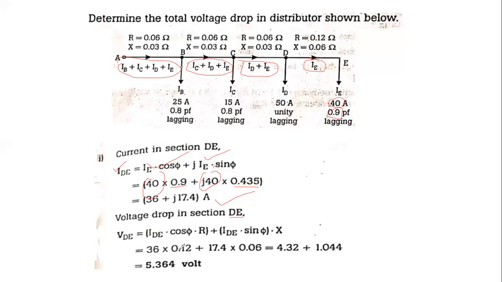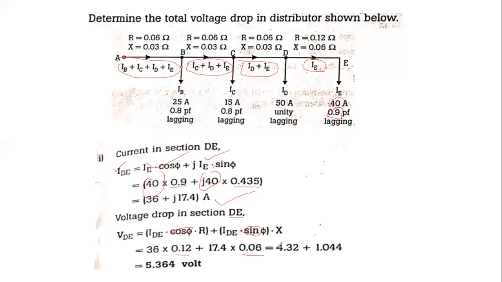36 into 0.12 plus IDE sin phi. What is the R value? R is 0.12, and X. Sorry, in this formula there is no cos phi and no sin phi value. It is IDE into R plus IDE into X. This is the R value and this is the X value.